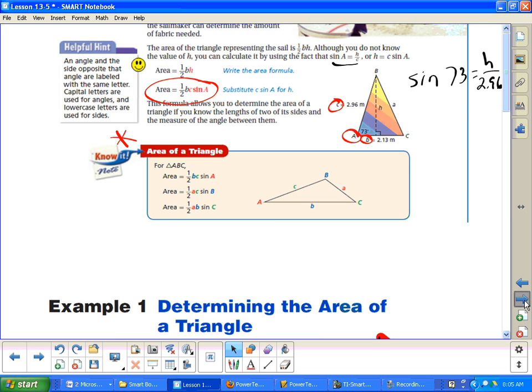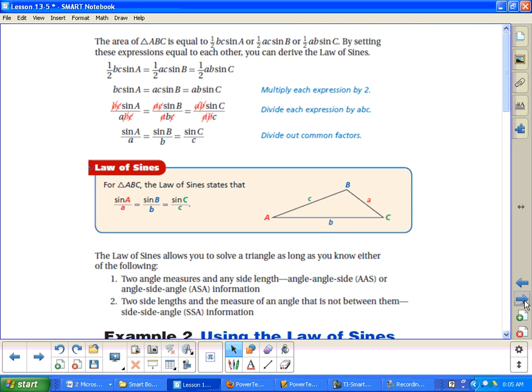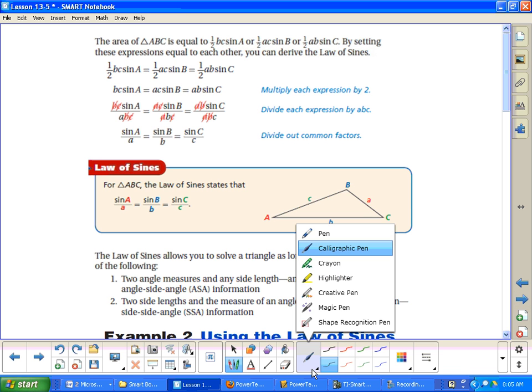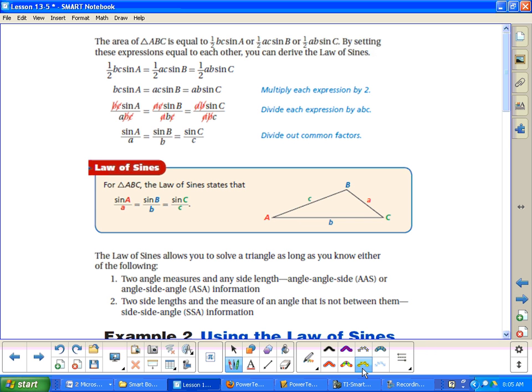But today we're going to look at the law of sines, and they've actually taken the area formula and used that to create the law of sines. So if we look at this formula, just to kind of show you how it comes about, we know the height can be found 3 different ways, depending on which two sides and angle you know.